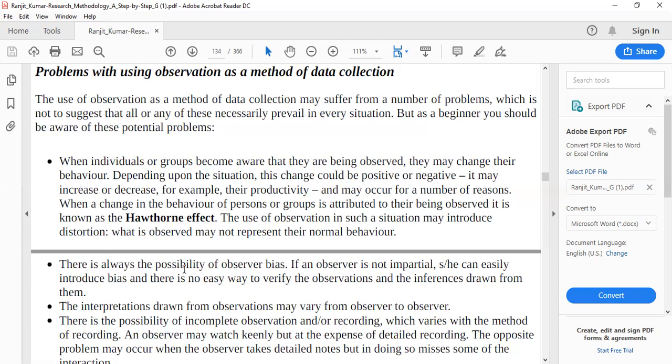Another problem with observation is that it can be incomplete. For example, you might miss out observing something while you are writing or recording. Maybe the observation that you have done is incomplete and it's not a complete one. So if you record it, it can be a good way of observing it later and filling out the missed parts.